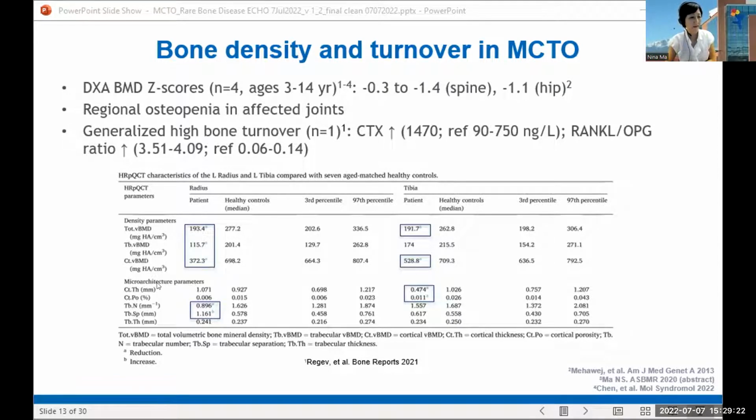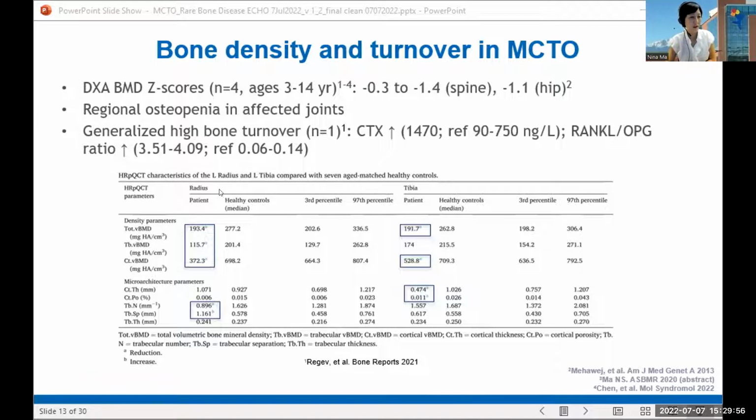And this is that of a 13-year-old boy who had demonstrated low total trabecular and cortical bone densities at the radius. And at the tibia, the total bone density and the cortical bone density was low. When the microtexture parameters are taken into consideration, it seems that the trabecular compartment is more affected in the radius, and the cortical compartment is more affected at the tibia.